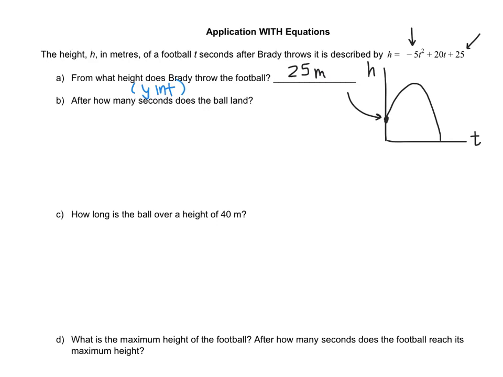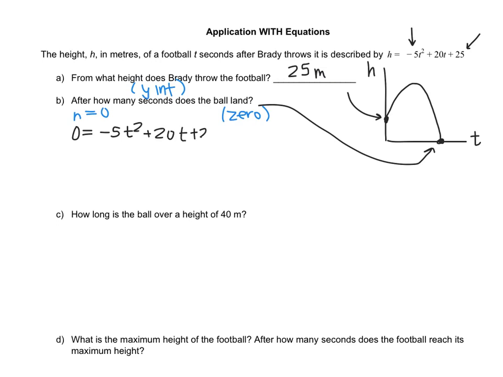Next, after how many seconds does the ball land? The ball lands right over here, and that is an x-intercept or a 0. So in this scenario, they are asking us for the 0 or when the height is equal to 0. So I'm going to set my equation equal to 0 because I know that is the proper form of solving for my x-intercepts, plus ground level is a height of 0. Now I have created a quadratic equation for myself that I need to solve.